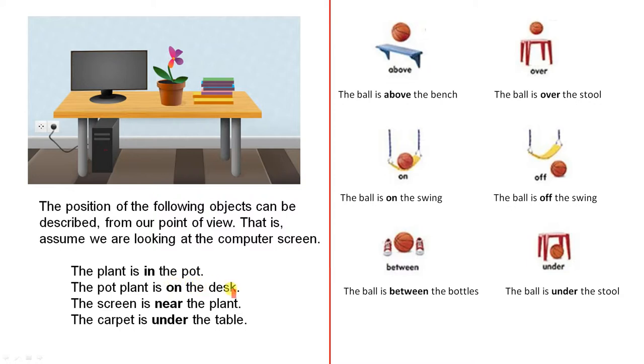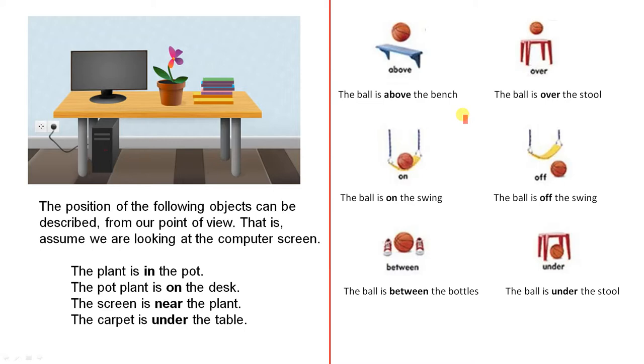On is the position word. The screen is near the plant. Near is the position word. And the carpet is under the table. So you would discuss that with students, and they might also add a few other things as well.